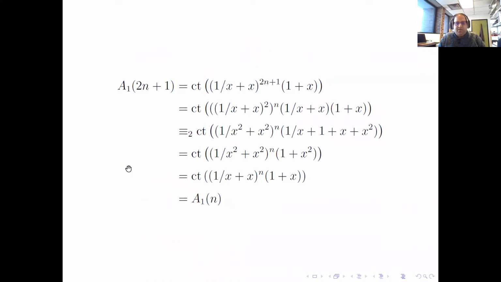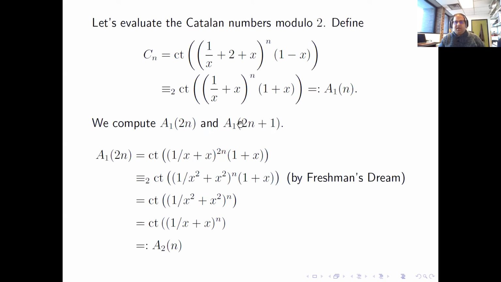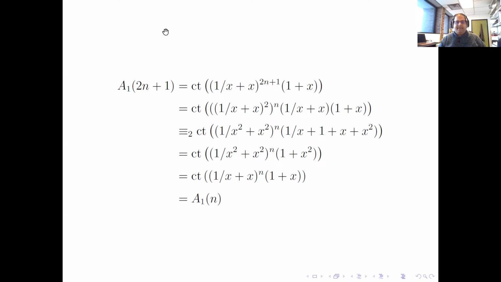Now, if I evaluate A1 at the odds by the same process, right, I factor out one term, I reduce modulo 2, I apply the freshman's dream, I simplify, change a variable, and now what I get is exactly A1 again. This guy down here, that was exactly my A1 that I started with. So I basically get a recurrence here. A1 at the odds, 2n plus 1, is the same as A1 of n.